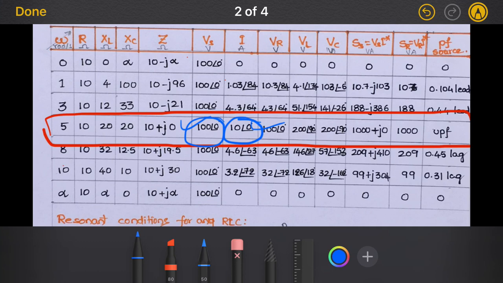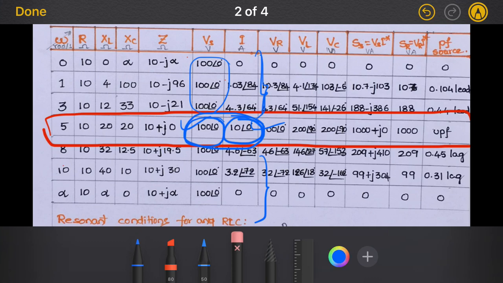You cannot find this anywhere except the resonant frequency. At other frequencies, the voltage value is 100 at an angle 0, but the current angle is other than 0. Only at the resonant condition will both voltage and current be in phase with each other. So whenever the supply voltage and supply current are in phase, that condition is a resonant condition for that RLC circuit, any kind of RLC circuit.